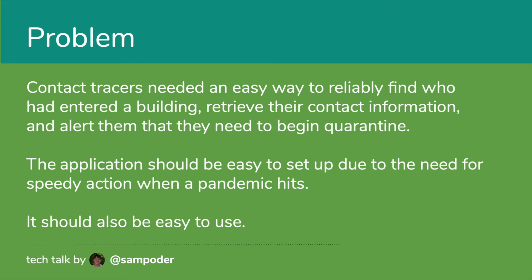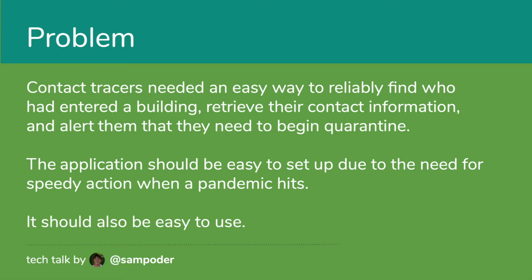So, what's the problem? Contact tracers need an easy way to reliably find who has entered a building and retrieve their contact information, because often contacts happen in closed spaces like buildings. They need to be able to retrieve contact information of who's entered this building after they find a case. They need to be able to find out who their case has been in contact with, and they can do that by seeing which buildings they've entered, and then they need a way to alert them to begin their mandatory stay-at-home notice.